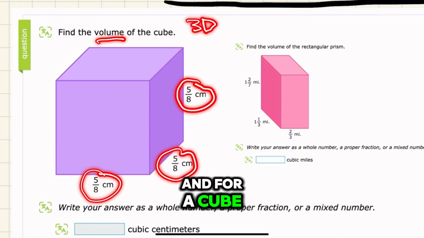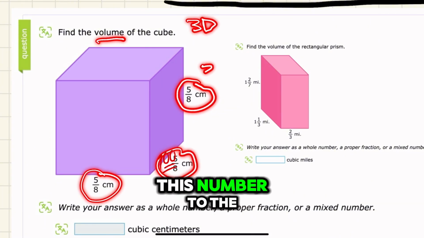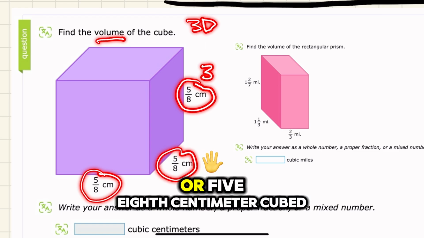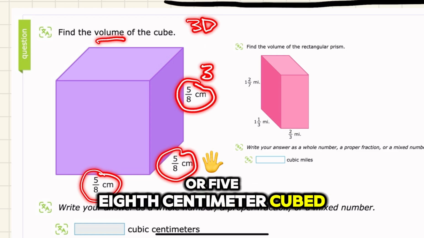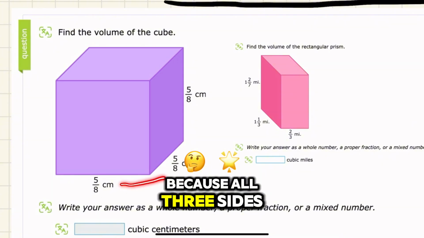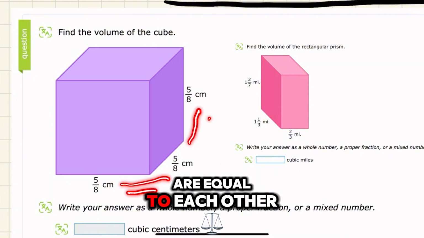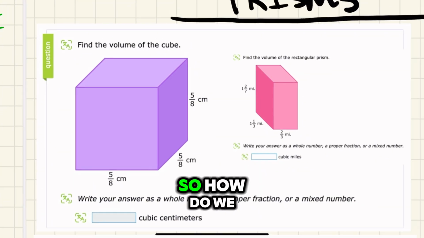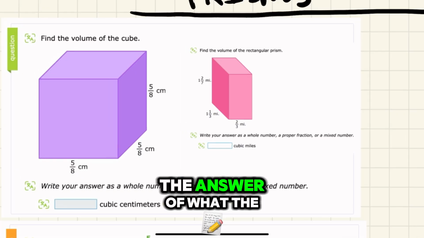And for a cube, we're just thinking about this number to the third power, or 5/8 centimeter cubed, because all three sides are equal to each other. So how do we calculate that? How do we find the answer of what the volume is?